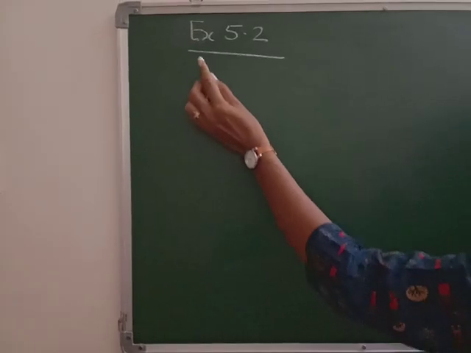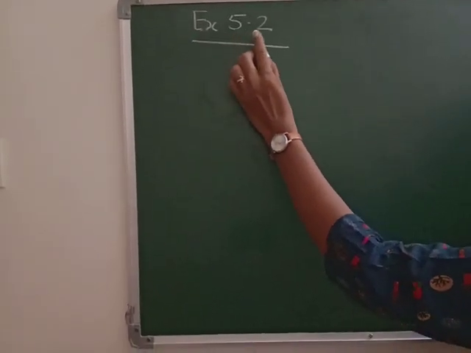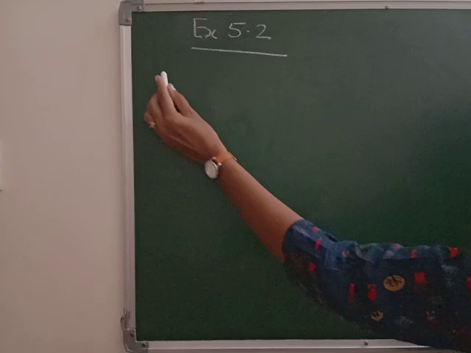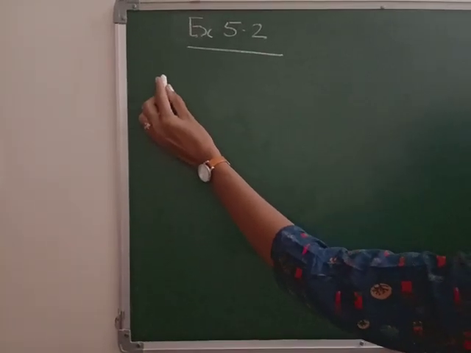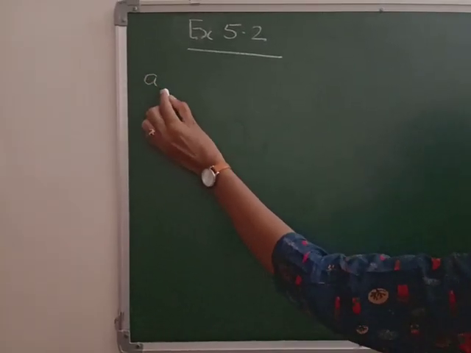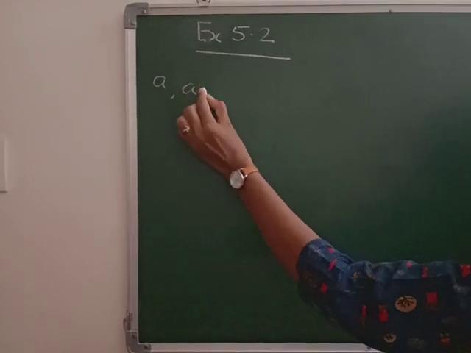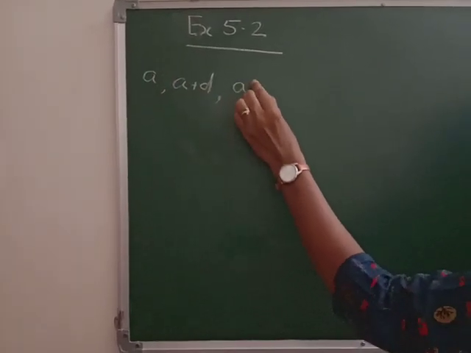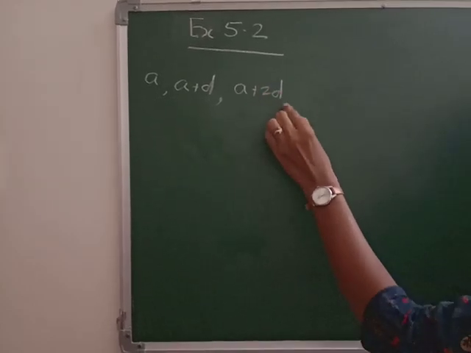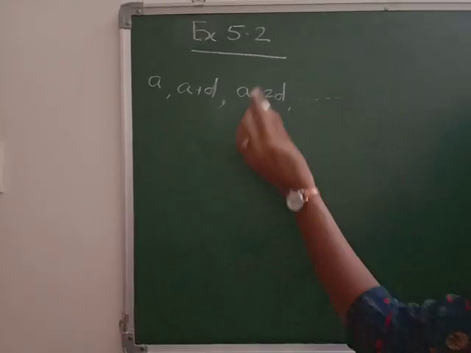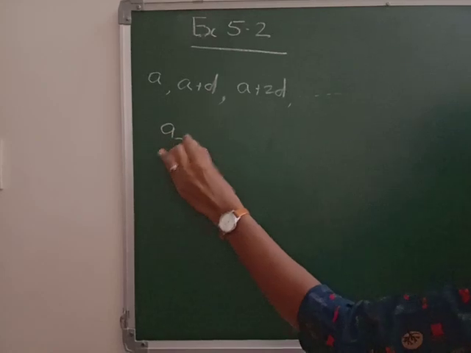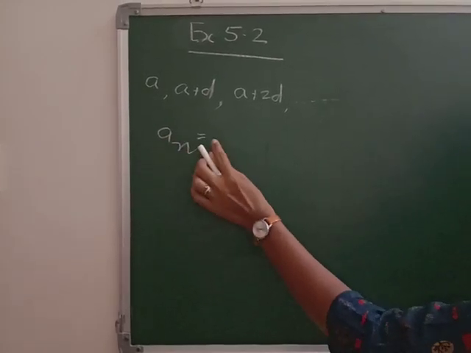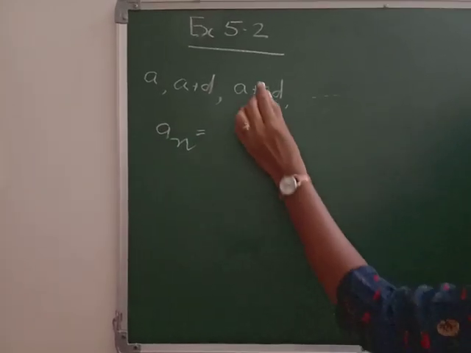Today we will learn exercise 5.2. But before that, let us understand how to find the nth term. We know that the standard form of AP is A, the second term is A plus D, the third term is A plus 2D and so on. Now suppose I want to find the nth term. Then what is the formula for finding the nth term?